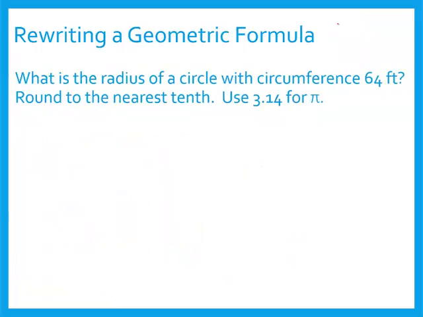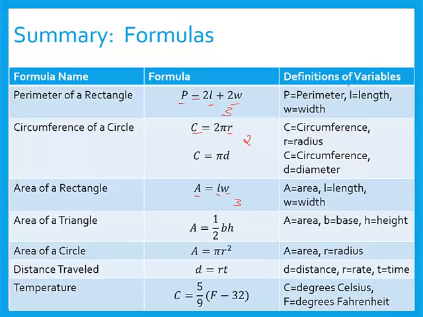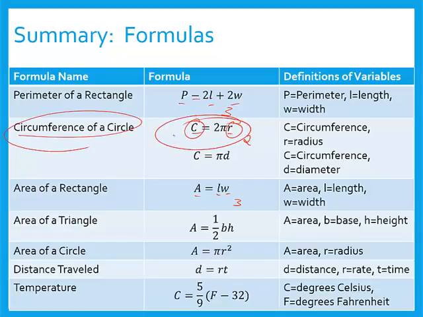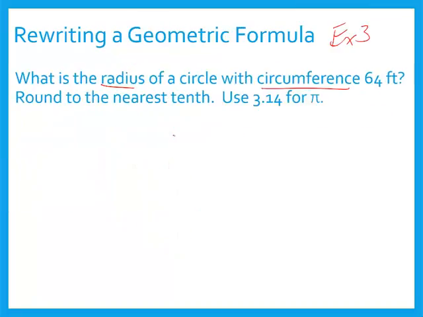Okay, example 3. What is the radius of a circle with circumference of 64 feet? Round to the nearest tenth. Use 3.14 for pi. So we have radius and we have circumference. If we go back to the chart, circumference of a circle right here, we need circumference, and we need pi, and we need r. So C equals 2 pi r is the equation we need.